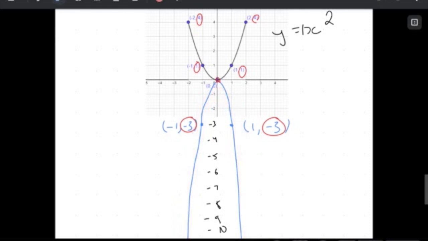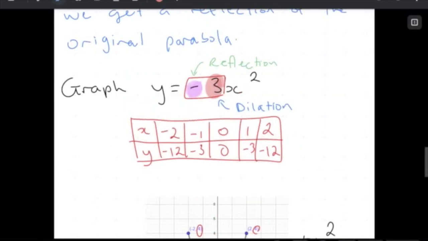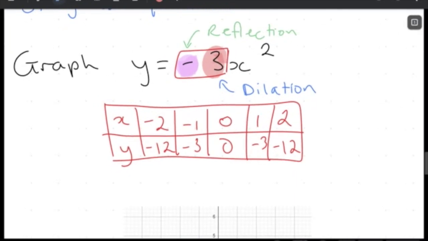Now this is how we can navigate ourselves around these types of dilation and reflection questions when they are combined in one, when we are required to graph a parabola that takes into account both of these transformations.